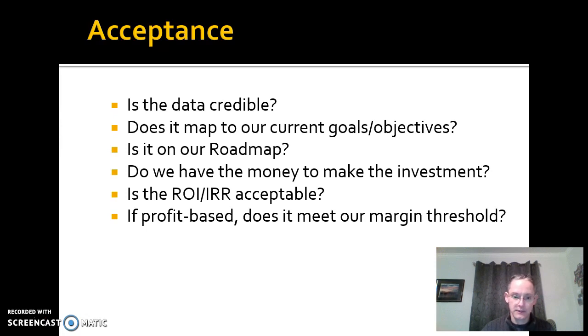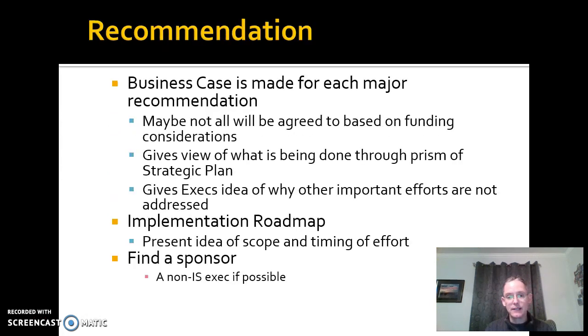Is the ROI that we talked about acceptable? And if it's profit-based, does it meet the margin threshold? So if we're saying we can do this new project, but it doesn't have a certain return or a certain margin, then we may not move forward on it either. A business case needs to be made for each major recommendation that you make.